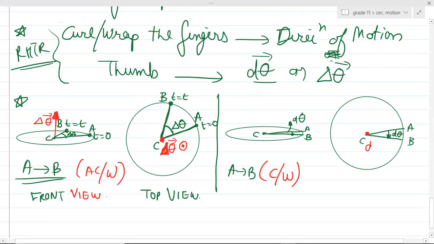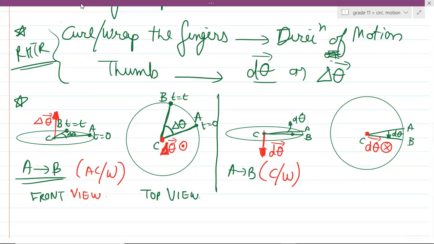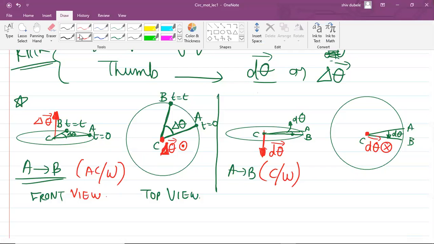So basically here the d theta vector will have a direction into the plane, and similarly... Is this clear? If the angle is very small, this delta theta vector will become the d theta vector. Simple. Is this clear?